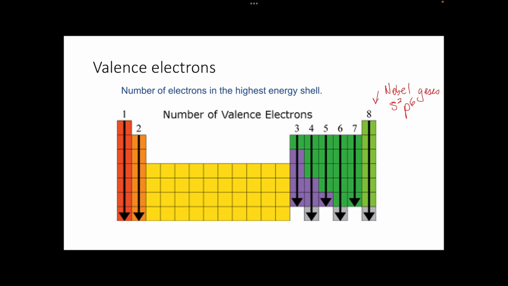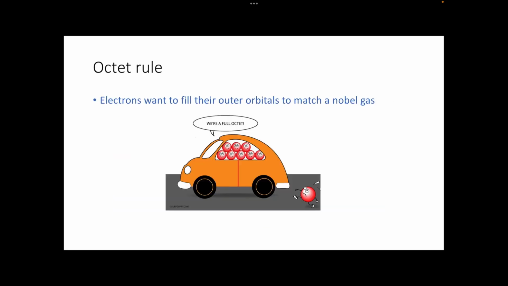If we look at this, if you remember, the first row all end in s1, the second row s2. This one is going to be s2p1, so there's 3 in that one. So these are the number of valence electrons that we can predict are going to be in the outer shell for each element. There's 1 in group 1, 2 in group 2, 3, 4, 5, 6, 7, and lastly 8 for the noble gases. We are not going to talk about the transition metals right now. We're going to skip over them and just talk about the s and p.